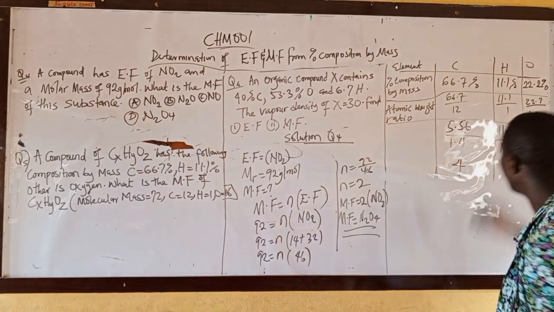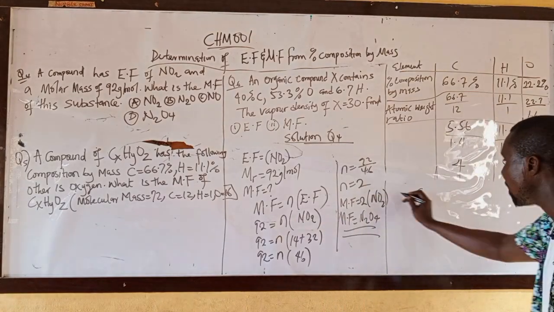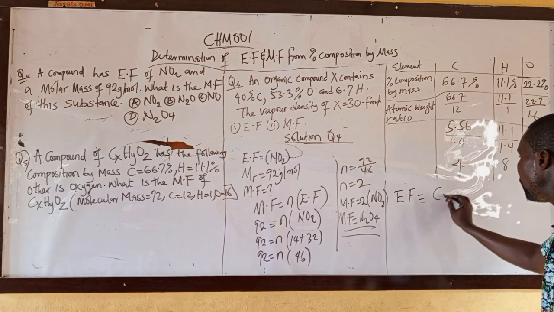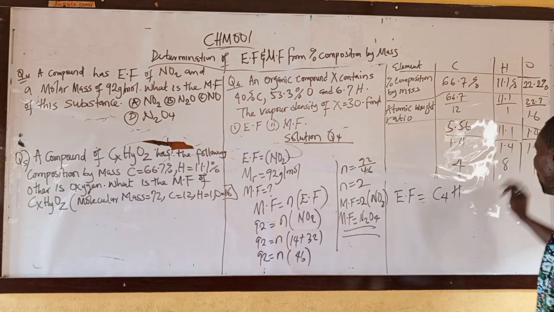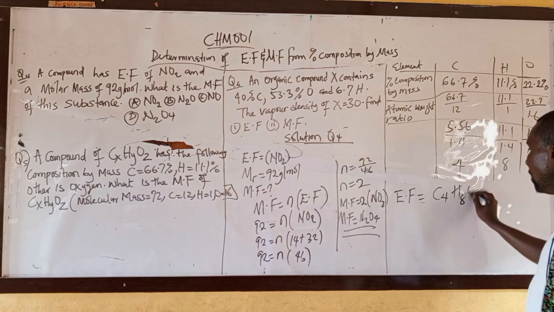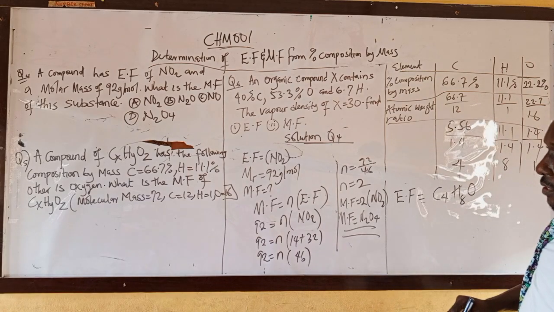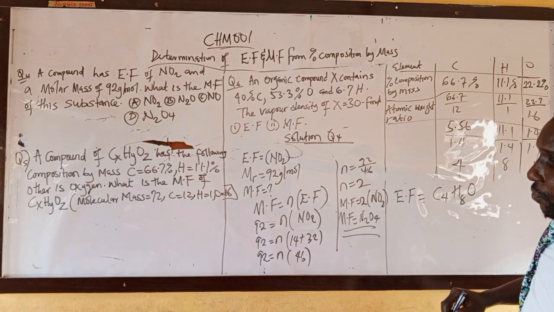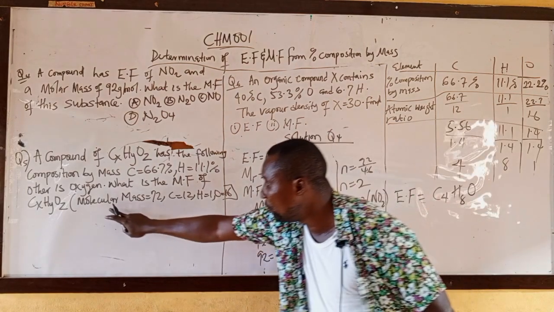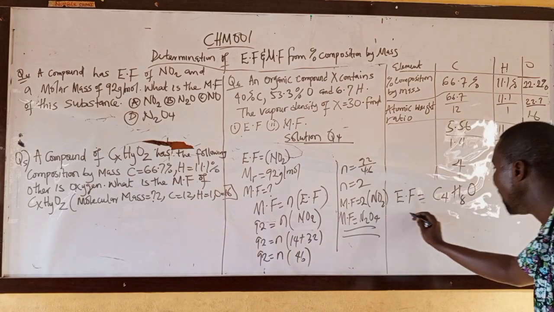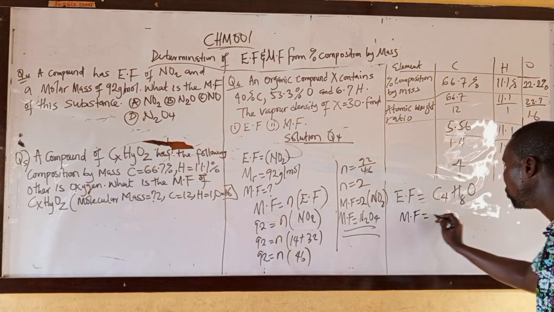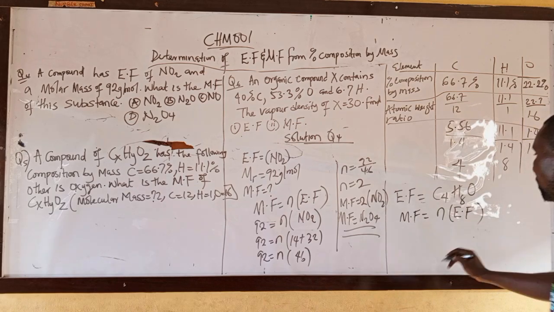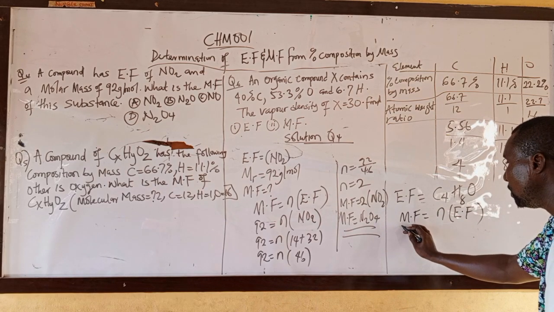Then from here, we have the empirical formula equal to carbon 4, hydrogen 8, oxygen 1. Then the question says, what is the molecular formula, when the molecular mass is given as this? And we know that molecular formula equals N times empirical formula.